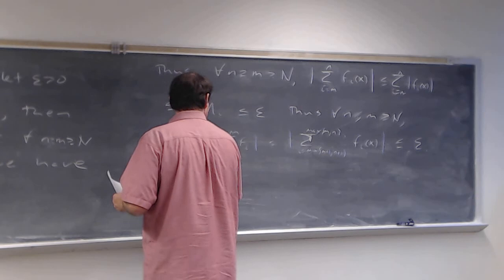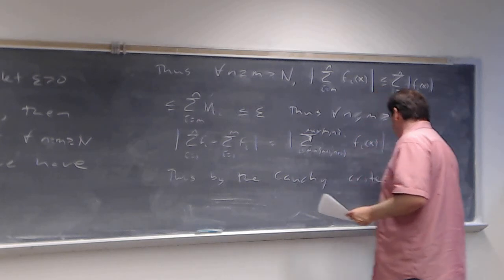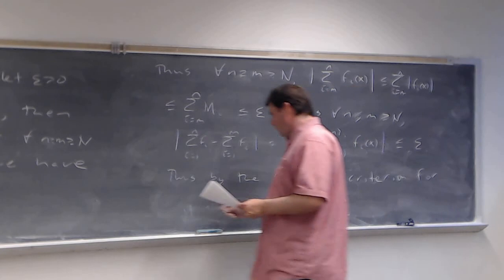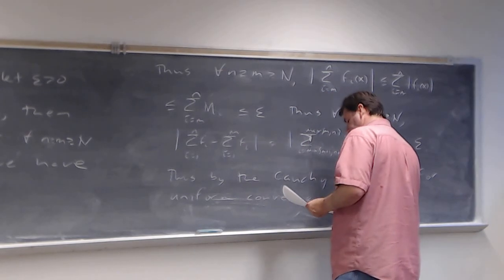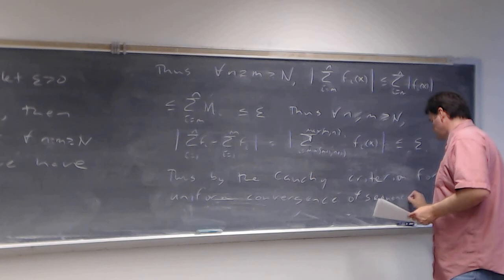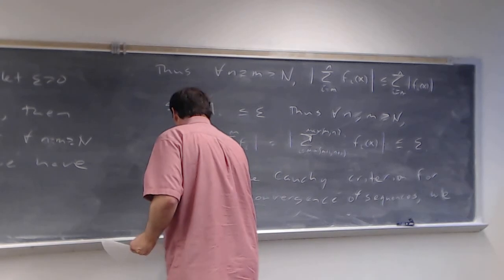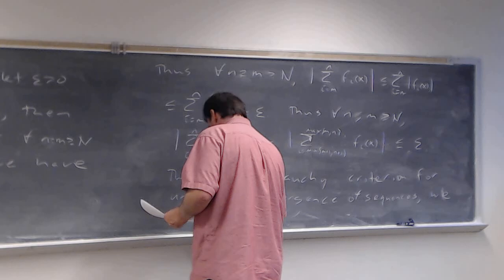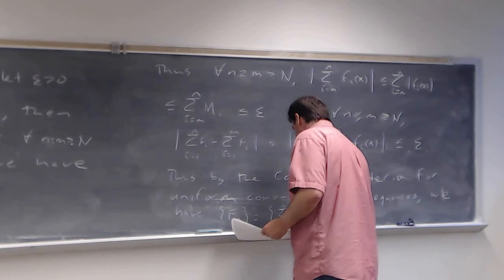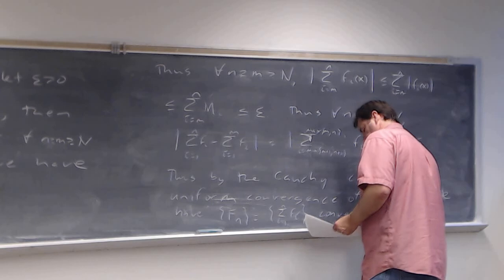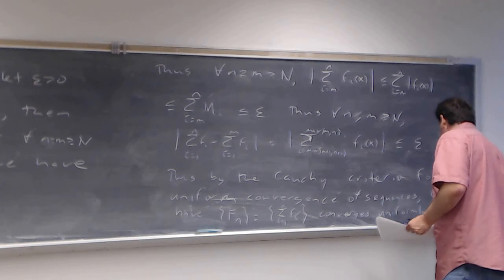Thus, by the Cauchy criterion for uniform convergence of sequences, we have that the sequence, I'm going to call it big F sub n, equal to the sum as i runs from 1 to n of f sub i, converges uniformly on E. And that's the proof.